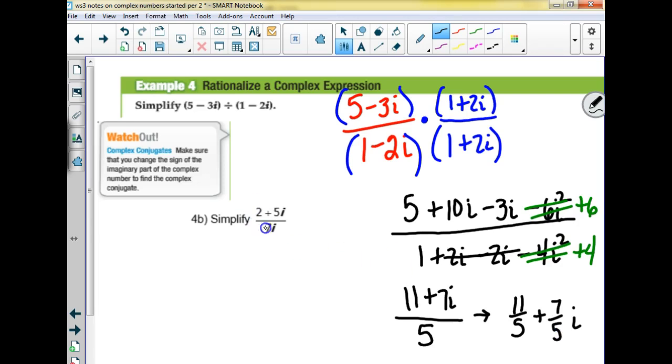All right, so what about 4b right here? The conjugate would actually be negative 7i, right? And we can do that. I'm going to show you a trick, though. If we do that and distribute it to the top, what do we get?